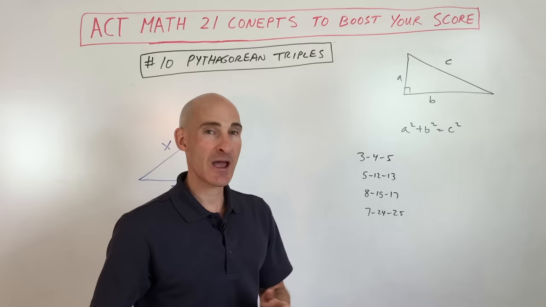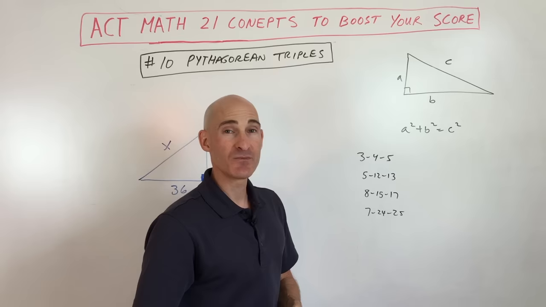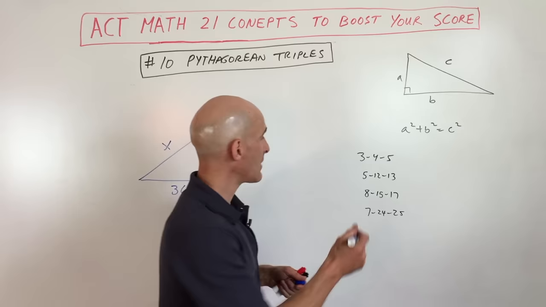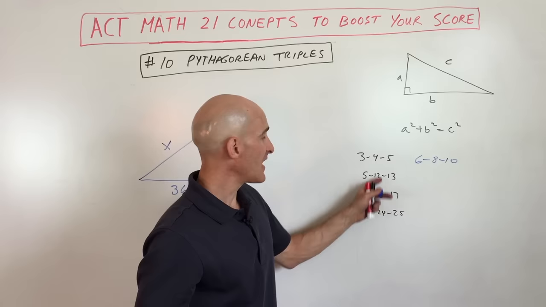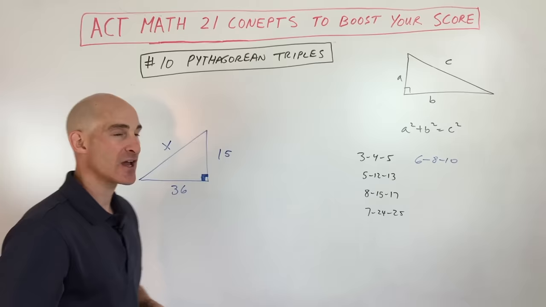But what you want to realize is that if you take any one of these Pythagorean triples and you multiply all the sides by the same number, that will also form a right triangle. So for example, if I multiply all these by 2, 6, 8, and 10, these also form a right triangle. So by recognizing these, you can save yourself time when you're doing these problems on the ACT. I'll show you what I mean in this example. See if you can solve this on your own.